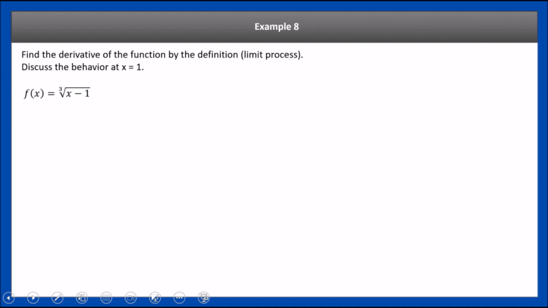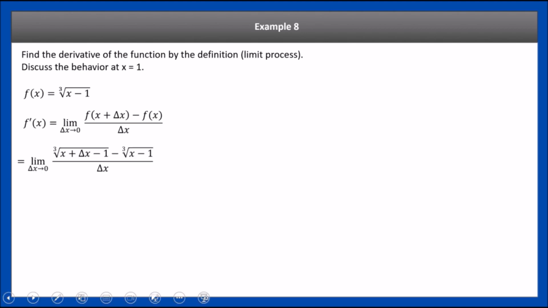Okay, let's look at example 8. Find the derivative. Again, we're introducing a lot of examples just to make sure that you know how to take derivatives and look at a variety of functions. Let's discuss the behavior of this particular function, a cubic function at x equals 1. This is going to be an interesting one because we have to use the limit definition for this. So let's use the first limit definition.